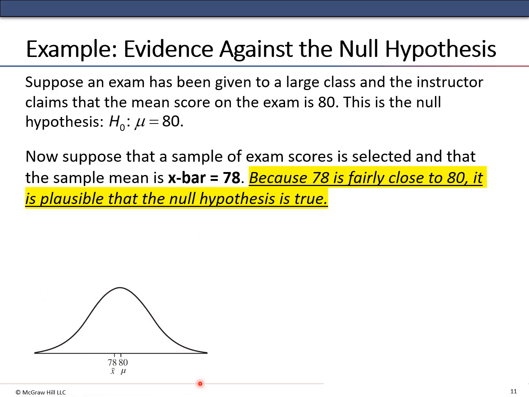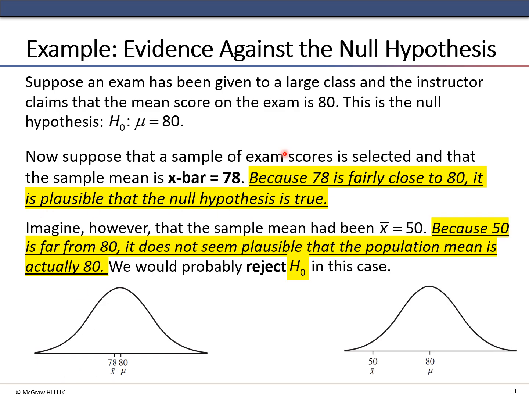Here you can see it in a diagram of a normal curve. Because 78 is relatively close to 80, it's plausible that the null hypothesis is true. Imagine, however, that the sample mean had been 50, which you can see in the diagram at the bottom right. Because 50 is far from 80, we have a great distance here versus the other, it does not seem plausible that the population mean is actually 80. So in this case, we would reject the null.